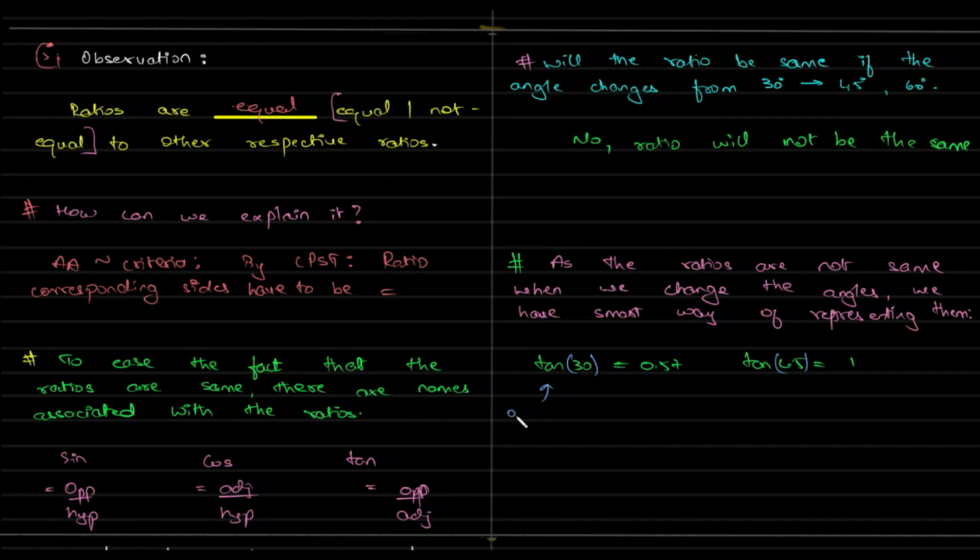Tan tells us that we are looking at the opposite by adjacent ratio. 30 degrees mentions that we are looking at a right angle triangle whose angle under consideration is 30 degrees. When someone says tan 45, the idea remains the same, opposite by adjacent, but the angle here is 45 degrees. So basically, for sine of some angle, we need to make a mention. It can be anything: sine of angle A, cos of B, tan of theta.